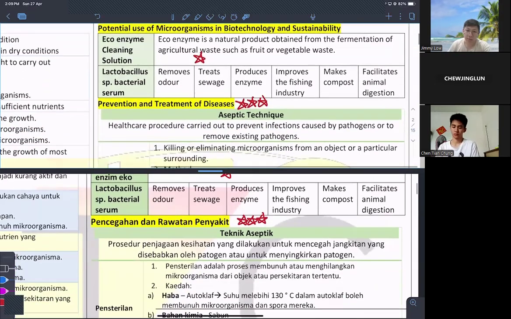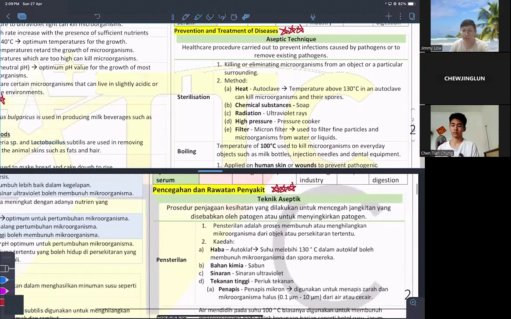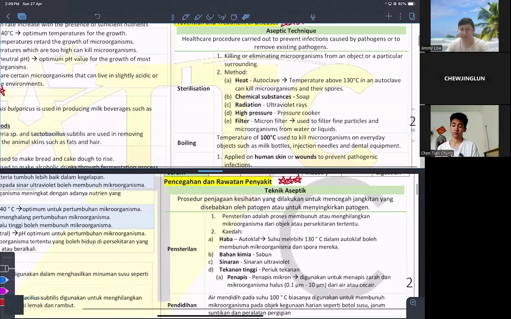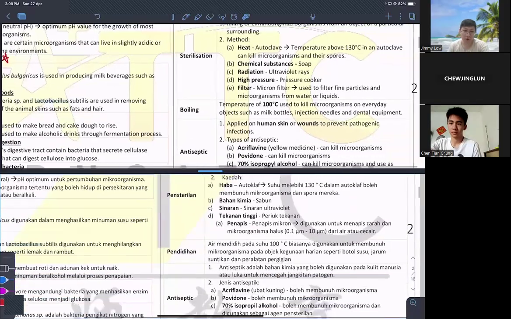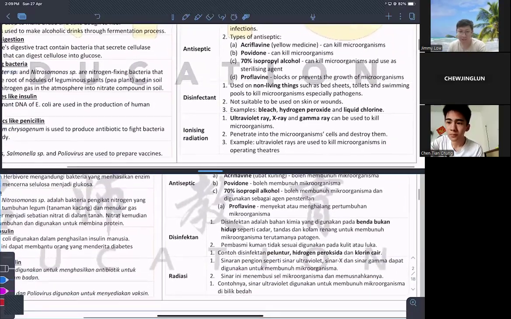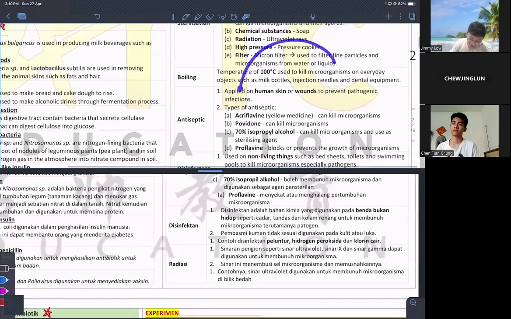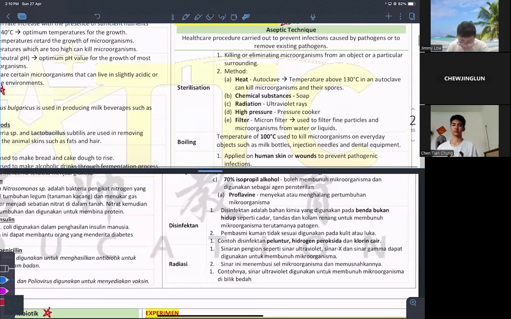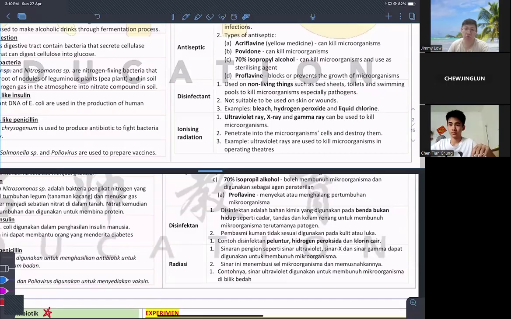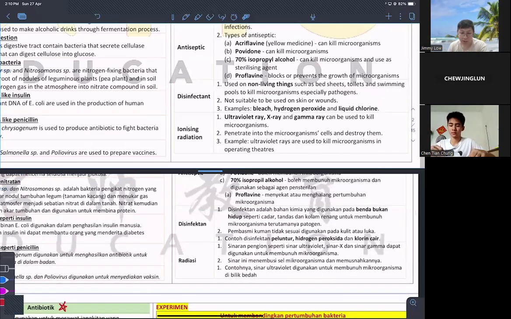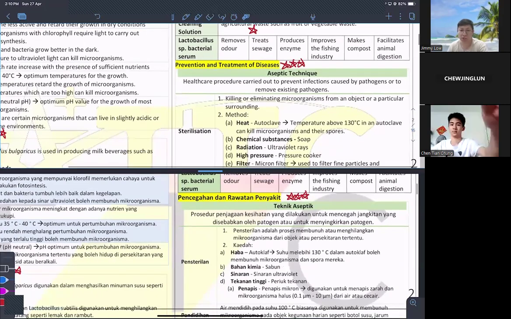In terms of aseptic technique, this one is three stars. The question asks, how do you prevent yourself from getting infected by pathogens? You have to say sterilization, boiling, pendidih, antiseptic, disinfectant, radiasi. Go through. The rest, they'll ask in objective. The content will be asked in objective, so make sure you know what is happening and some of the examples here. That's why I give you three stars, as you can see. Section B, objective, they ask questions in this way.